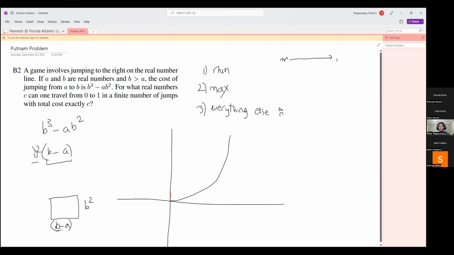I'm constructing some rectangle that intersects at the vertex here. This rectangle now has height B squared because this is at interval B and A. So what that means is that I'm now constructing a bunch of these rectangles like this in an effort to estimate the area under the curve.